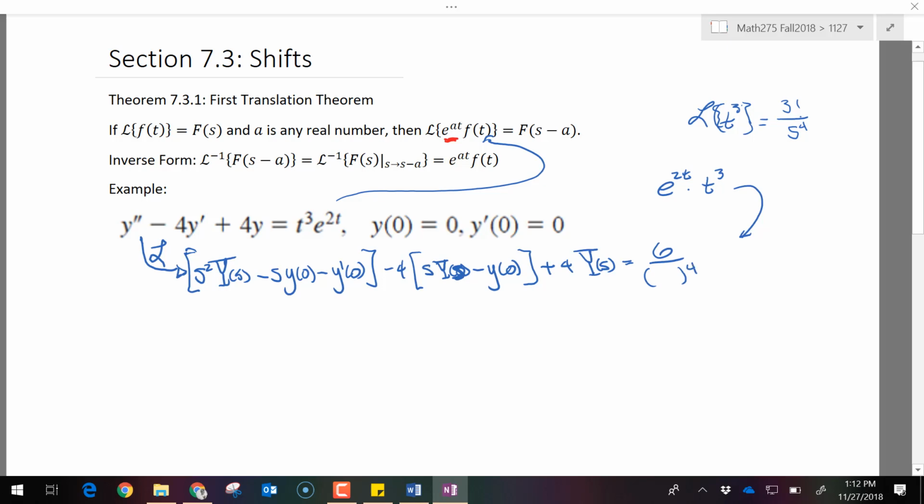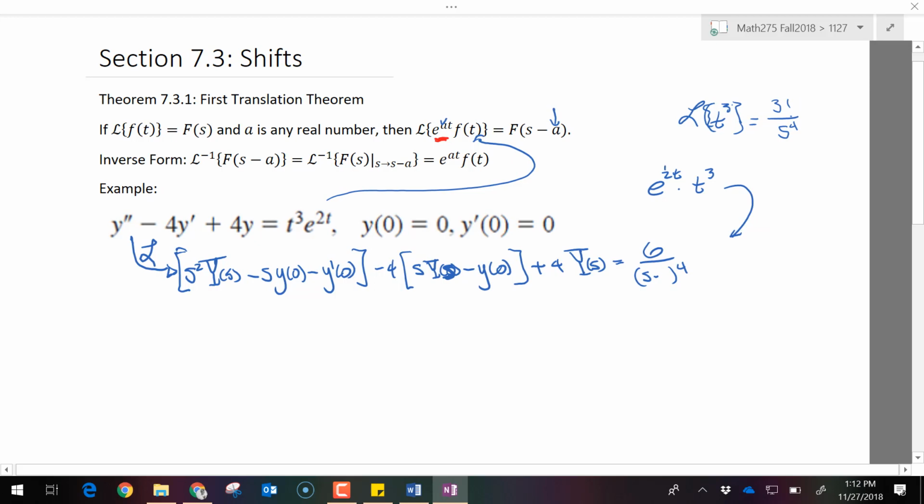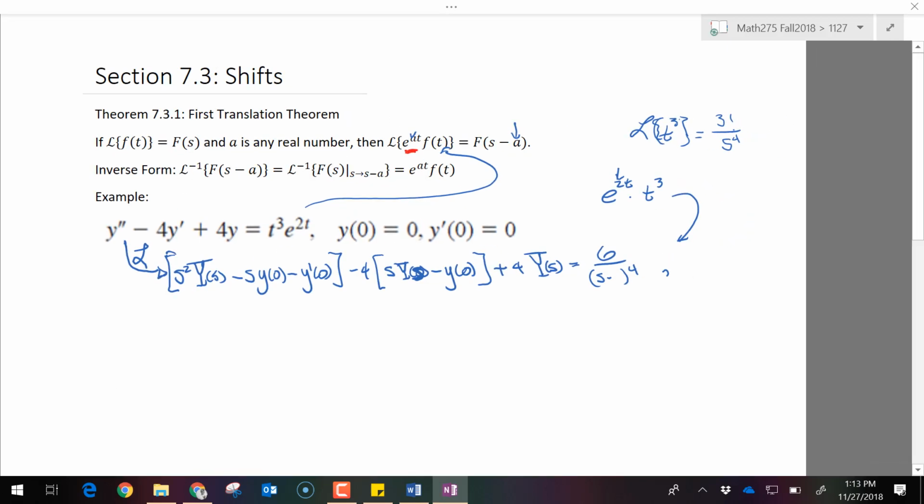But now our s gets translated, right? So instead of saying s, it's going to be s minus whatever the translation is. And so what's the translation? The translation is the coefficient of the power of the exponential, which is 2. So it'll be 6 divided by s minus 2 to the 4th power. Okay?